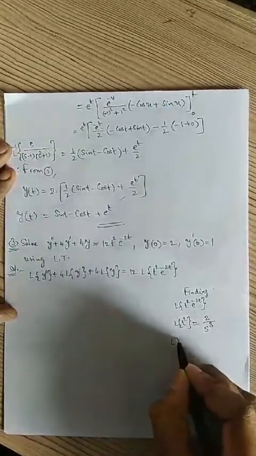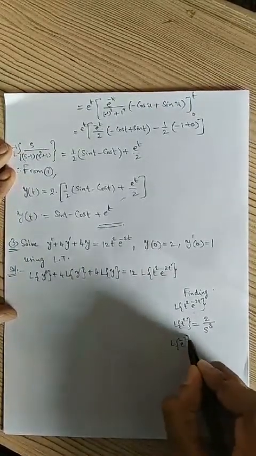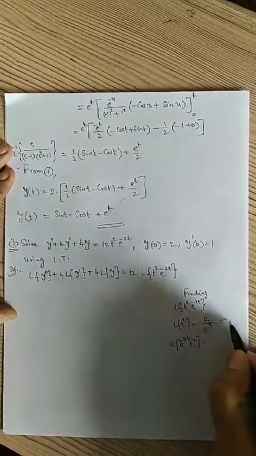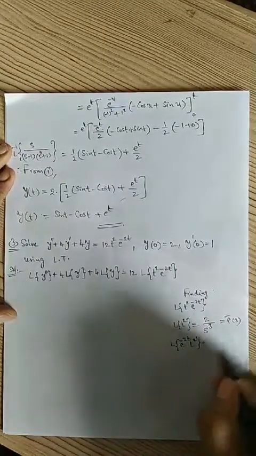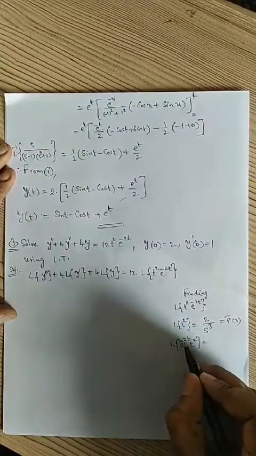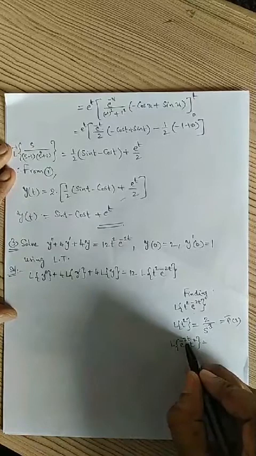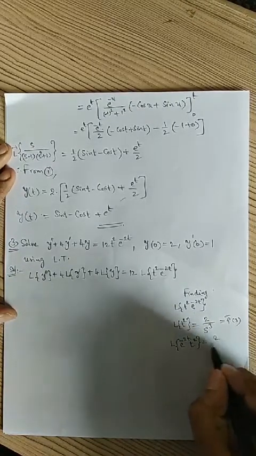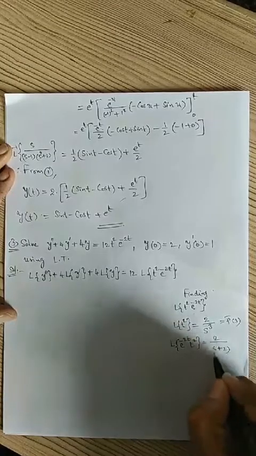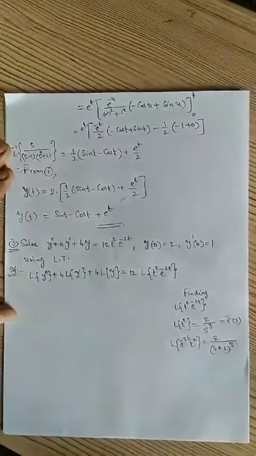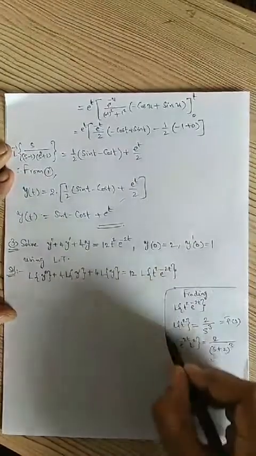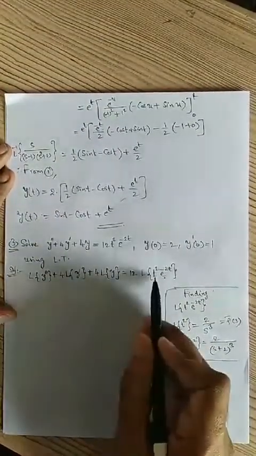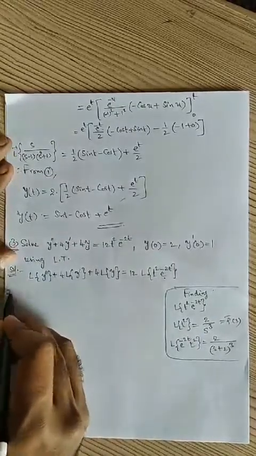Then I'll apply the first shifting property, Laplace transform of e power minus 2t into t square. So if it is f bar of s, then it is f bar of s plus 2. Right? Because e power minus at is there. So what will happen? F bar of s plus 2, which is 2 by s plus 2 whole cube. Right? So this I have evaluated, the Laplace transform of e power minus 2t into t square.